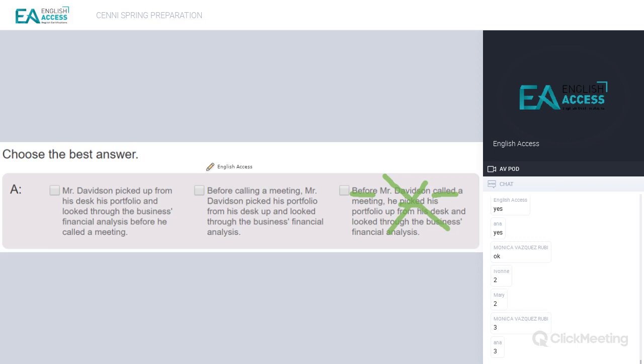Now, the first one is the same situation. Mr. Davison picked up from his desk his portfolio and looked through the financial analysis before he called the meeting. It is the same situation. The only one that is correct is the second one, because in the second one, it says before calling a meeting. So in this one, calling is not in past, so this one doesn't have to be in past perfect.